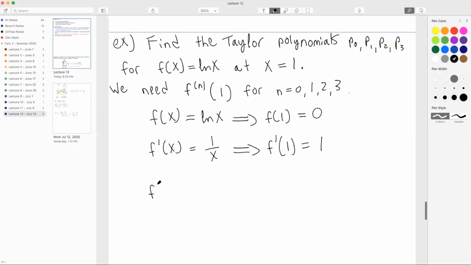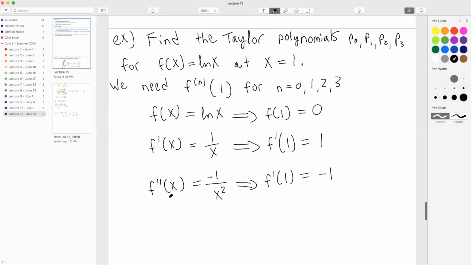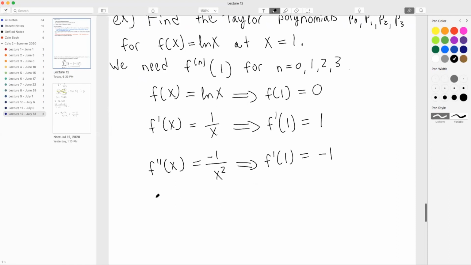So let's look at f double prime of x. What's the derivative of 1 over x? You can use the power rule, it's negative 1 over x squared. And if we plug in x equals 1 into this, you will get negative 1. And we just need to do the third derivative. So I think you forgot a prime over. Yes, I did. Thank you.